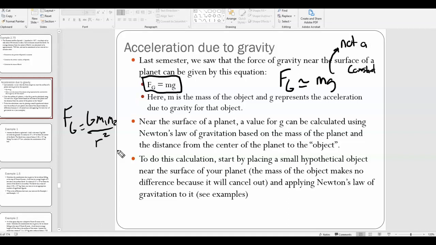Now, you can make up a mass for the object if you want. It doesn't really matter because the mass of the object is going to cancel out, because you're going to end up with the mass of your hypothetical object on both sides of the equation, and so it's going to cancel out. And then you're going to apply Newton's law of gravitation to it along with Newton's second law. Okay, and so here's what we're going to look at in example 1.